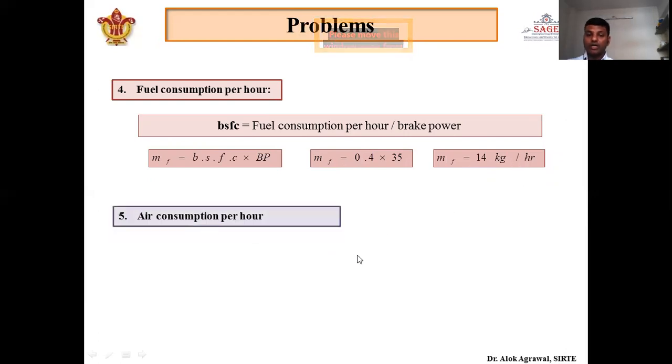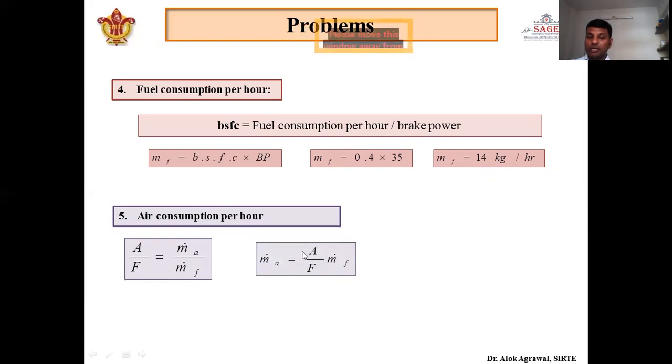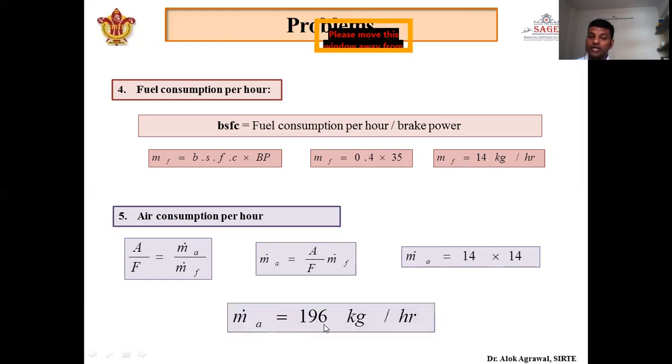Now air consumption per hour. It is given that the air fuel ratio is 14:1, so ma is equal to A by F into mf, where A by F is 14. We have just calculated mf as 14, so 14 into 14. So the mass flow rate of air is 196 kg per hour. This is a very simple problem.